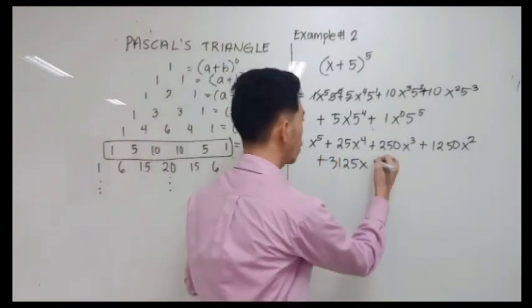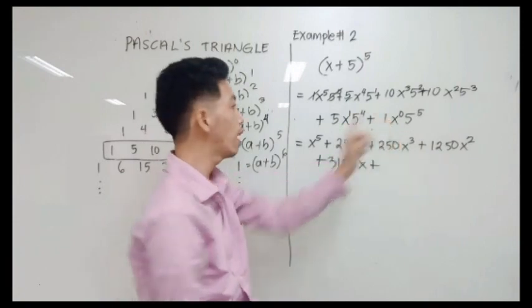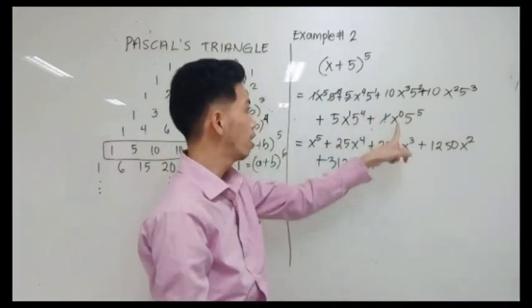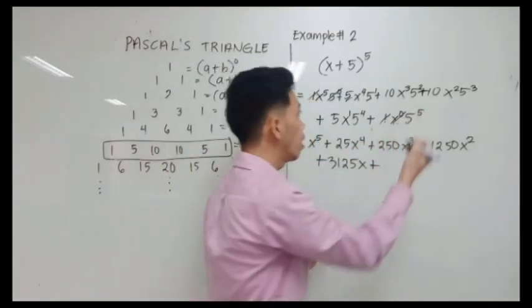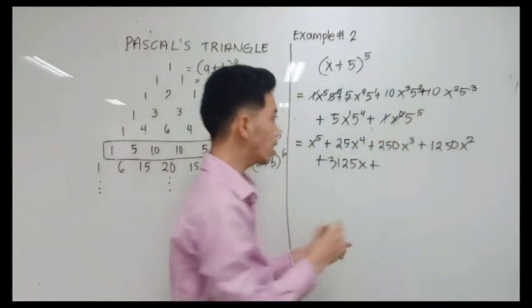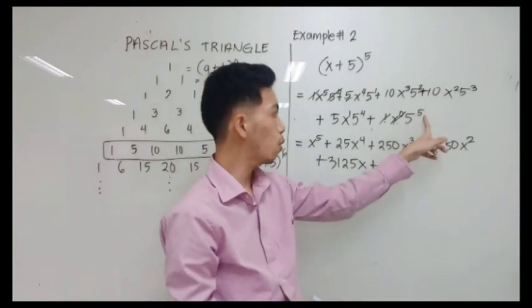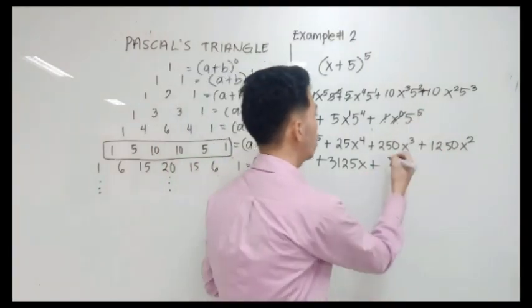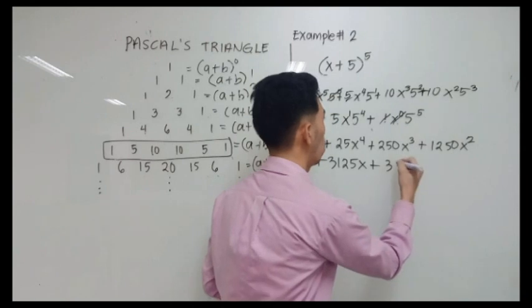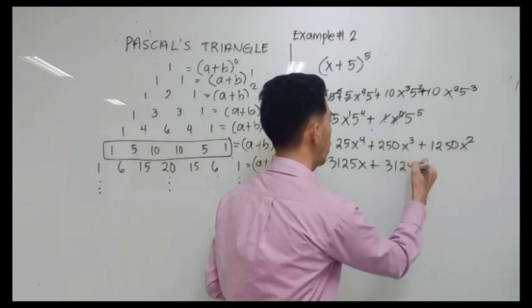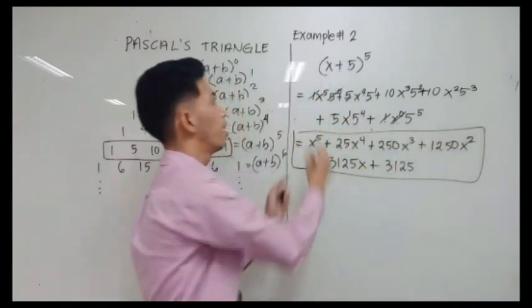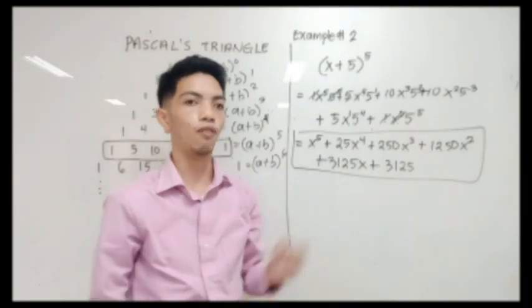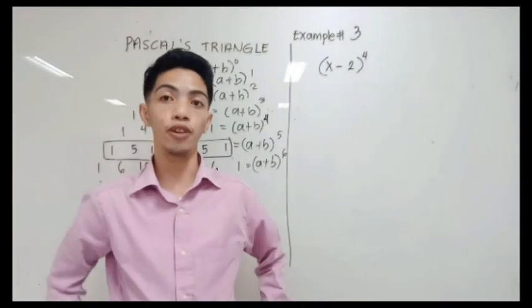And then plus 1. Understood na wala. Kaya pwede na siyang tanggalin. X raised to 0. Any number na naka-raised to 0 is 1. So, pwede na siyang tanggalin. So, plus 5 raised to 5 will give us 3,125. And this is the expansion of x plus 5 raised to 5. Okay, let's have the third example.